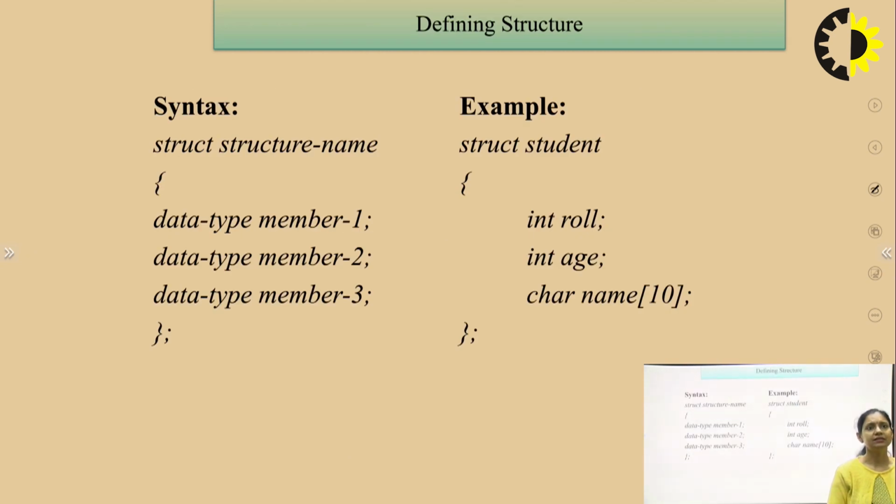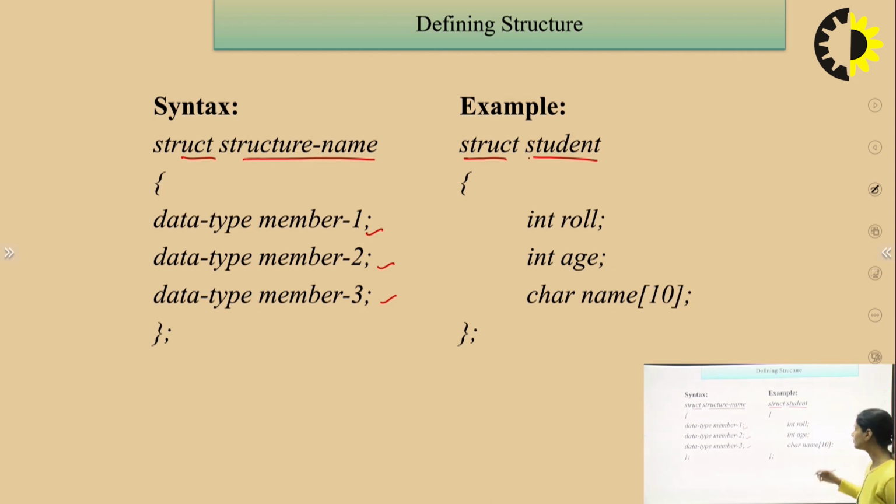If we look at the syntax of a structure, we have struct with a structure name, and then it will have the members of different data types. The data types could be the same or they could be different. If we look into the example, we have a structure of student. That means we are making a structure wherein we are storing the details of a student. The details of a student could be anything. It could be the name of the student, the class, the roll number, the age, the marks, anything.